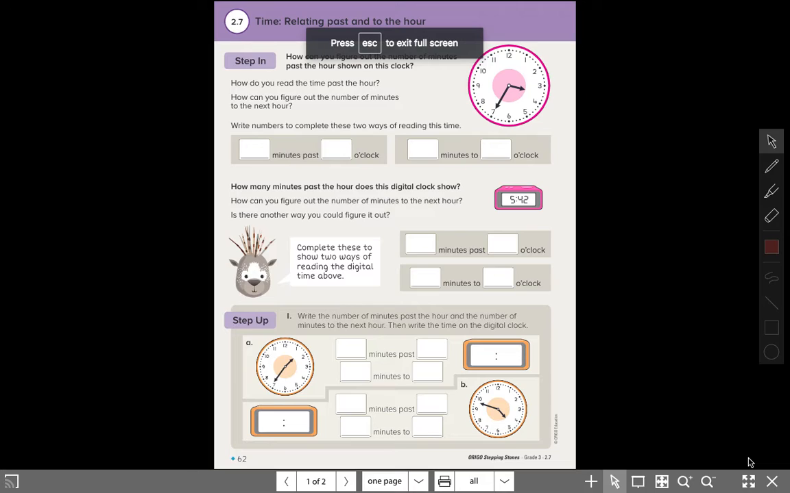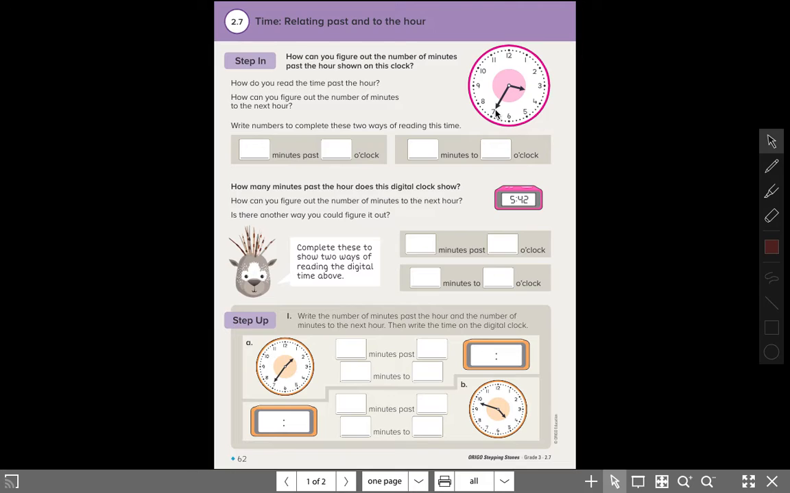Okay guys, here's a quick review of 2.7. Remember, we're looking at time to the hour and number of minutes past the hour. Okay, so on this first clock right here, the hour hand is always in the colored section. The minute hand is always the longer hand pointing closer to the numbers.